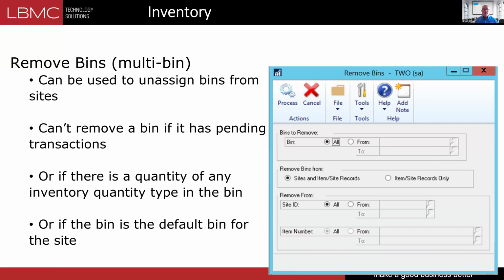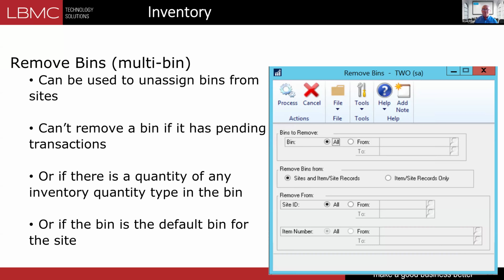Okay, so some rules on this. What you would expect is obviously we can't remove bins if the bin is the default for the site. We can't take it away until we make another bin the default. We can't remove or unassign bins if there's quantity for an item in the bin, because then what do we do with that quantity? Where does it go?